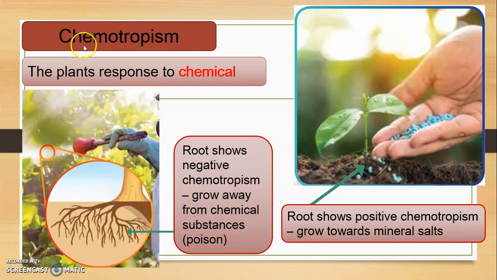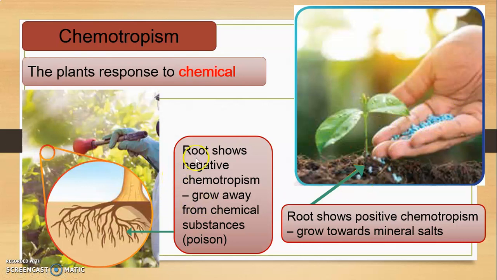And then chemo. Chemo means chemical substance. So the plant responds to the chemical substance, especially when we do fertilization, when we put fertilizer on the soil.